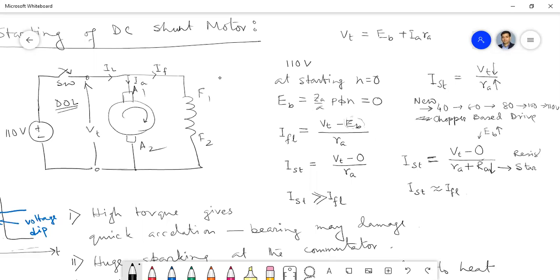So this resistive starter we'll discuss in the next class.